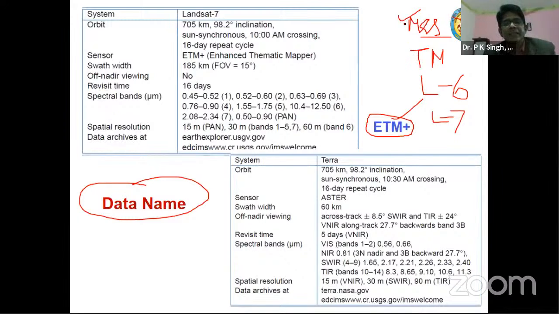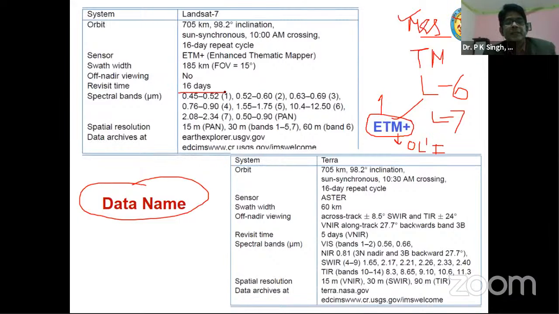MSS data, TM data, all these data are freely available now. In this chain, the latest data is ETM plus. After ETM plus came OLI data. That is Landsat 8 data. The difference between ETM plus and OLI is that they have put one ultra blue band in OLI, and the radiometric resolution has been enhanced from 8-bit to 16-bit. This is the difference between ETM plus and OLI data.